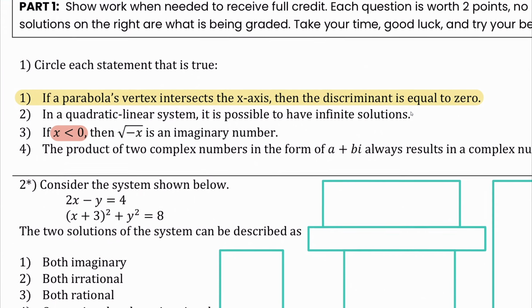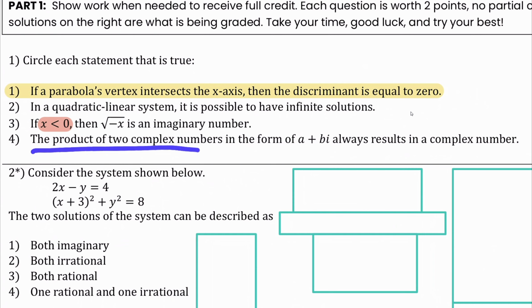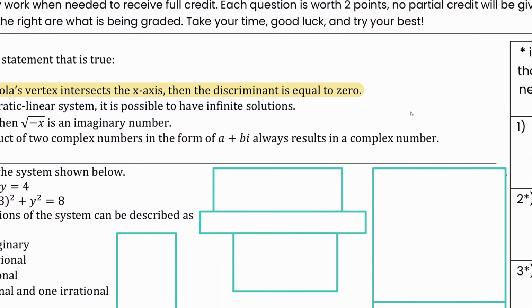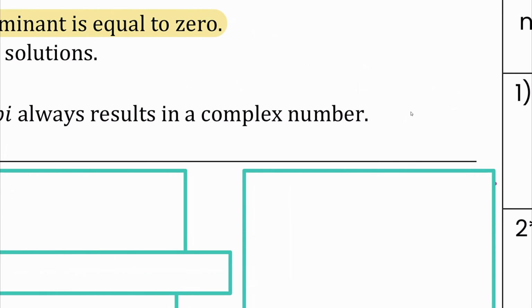Last one, number 4. The product of two complex numbers in the form of a plus bi will always result in a complex number. So we just have to remember, what does it mean to be a complex number? A complex number is the sum of a real number and an imaginary number, which is b times i. As long as there's the existence of i, it's imaginary.